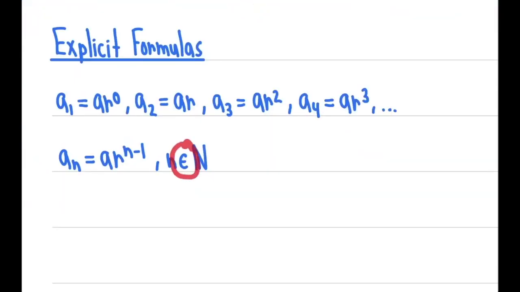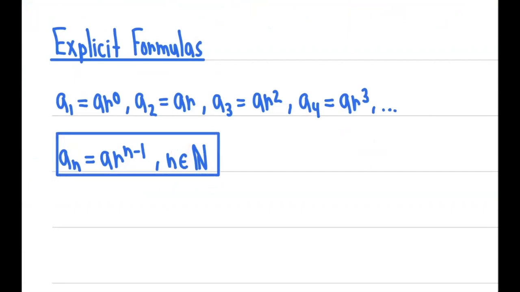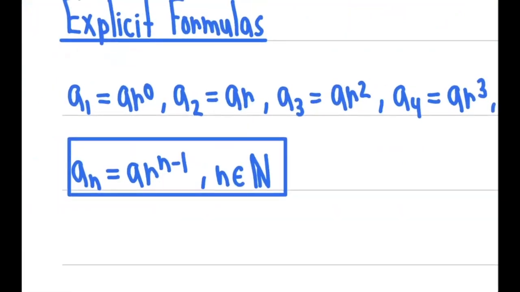It's a natural number. Do you guys know what this symbol means? It means n belongs to the set of natural numbers. It's like an element of the set. Also looks kind of like a currency.